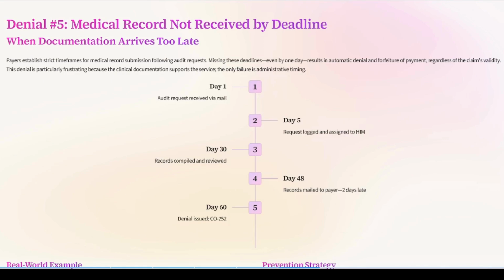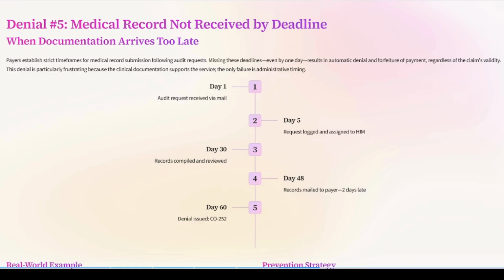Denial number 5. Medical records not received by deadline. When documentation arrives too late, payers establish strict timeframes for medical record submission following audit requests. Missing these deadlines, even by one day, results in automatic denial and forfeiture of payment, regardless of the claim's validity. This denial is particularly frustrating because the clinical documentation supports the services. The only failure is administrative timing.